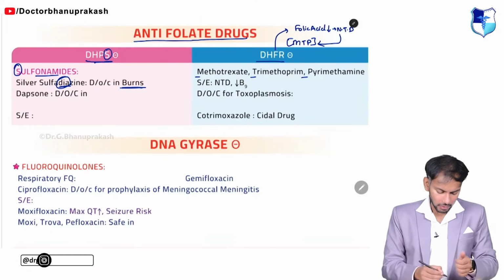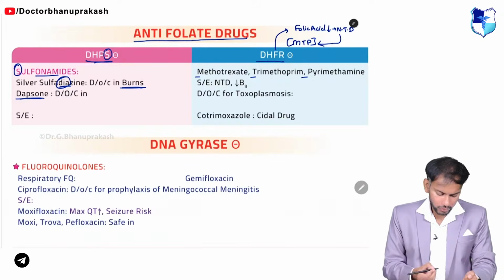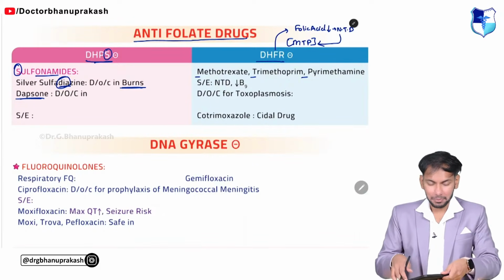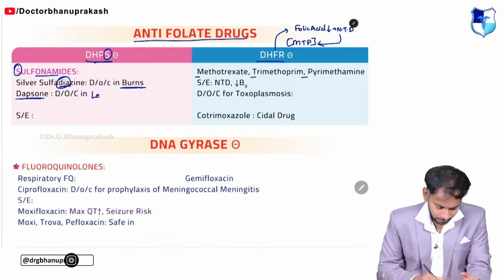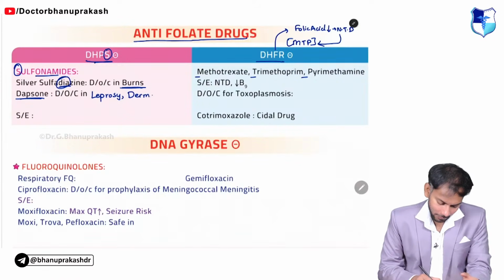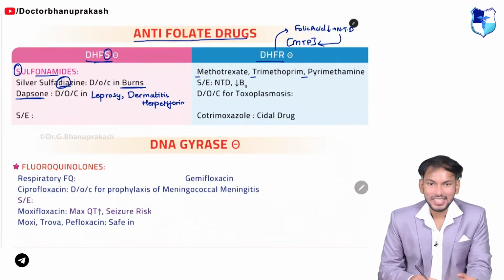These are sulfonamides. Now, dapsone. Dapsone is also a sulfonamide, but it does not have sulfa in the name. This is what I want you to remember, dapsone. Dapsone is drug of choice in leprosy as well as dermatitis herpetiformis.